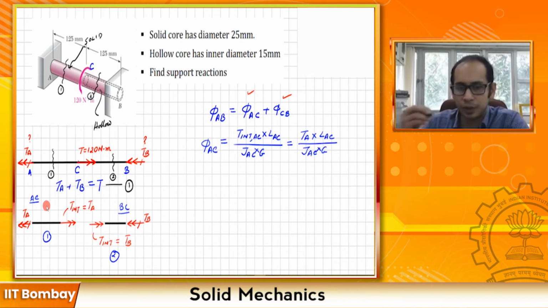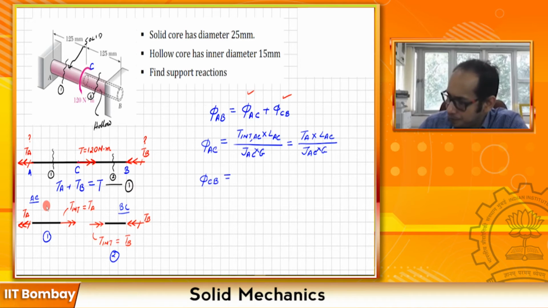Now the next one is my phi CB. Let's go ahead and write that as well. Phi CB comes out as equal to T internal CB times length of CB divided by JCB times G.